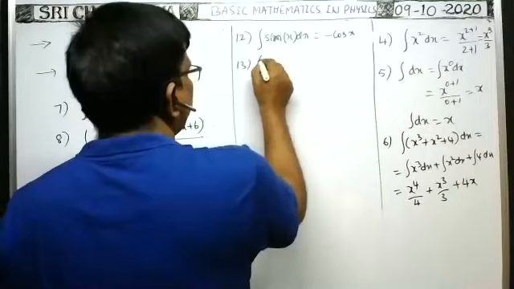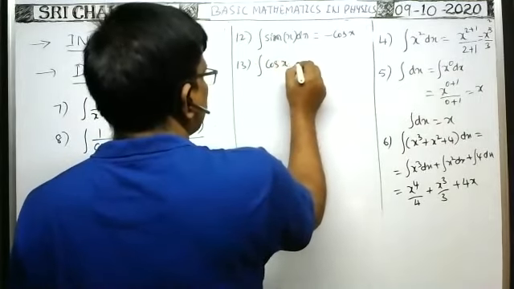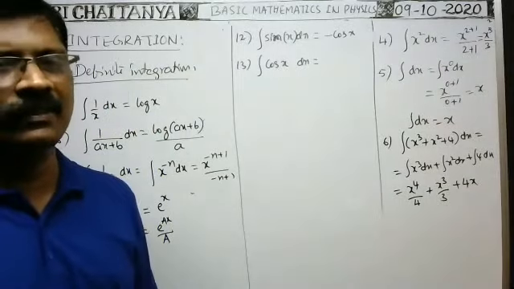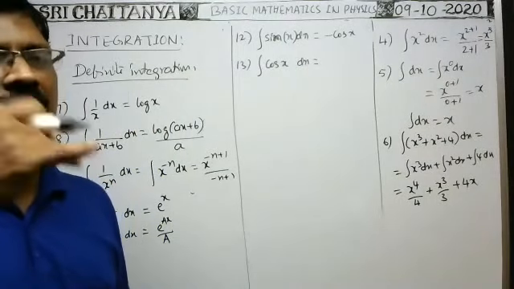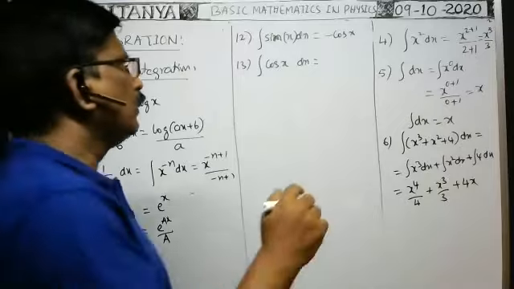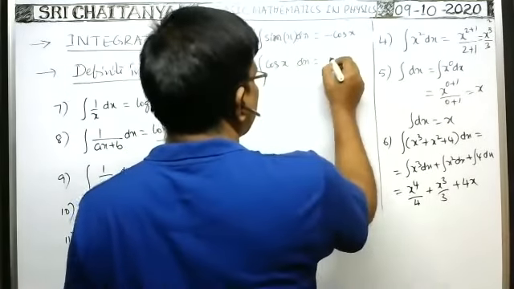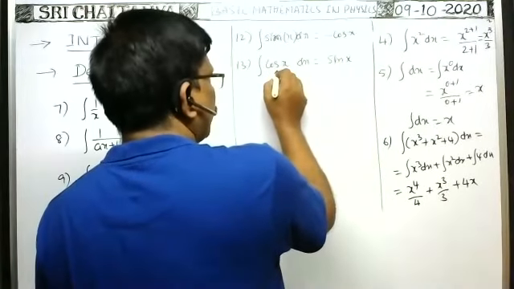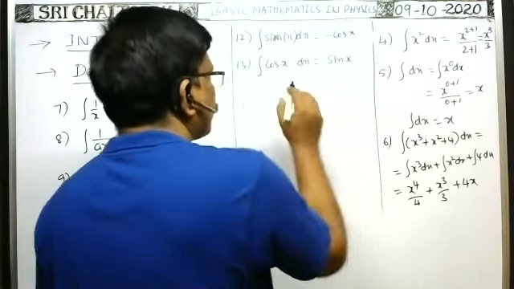Next, integral cos x dx. Which function when differentiated you will get cos x? When you differentiate the sin x you will get cos x. That's why to get the integral cos x dx, sin x is the answer. Sin x and differentiate చేస్తే cos x వస్తుంది కాబట్టి integral cos x dx అంటే sin x.